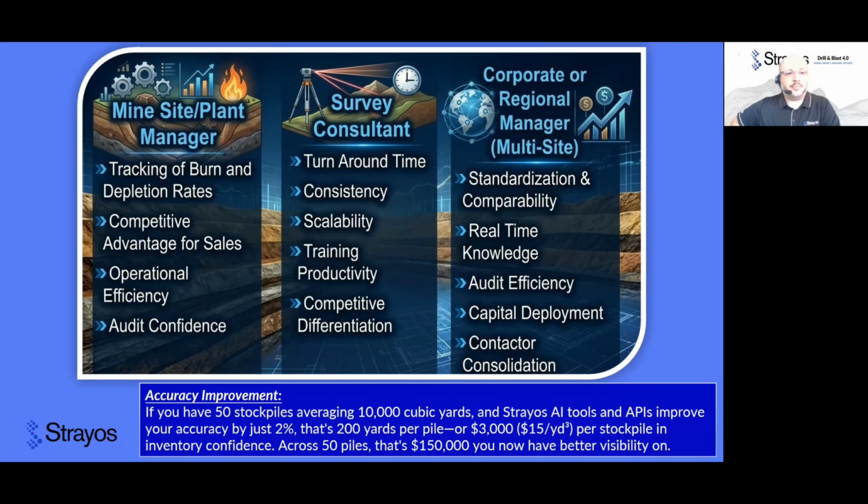So we have a mine site plant manager, right? Being able to track our burn and depletion rates of different things. That can give you a competitive advantage for looking at your sales. Do you have enough inventory or material on the ground to get that sale? Are you going to be able to meet those contract quotas? You're going to be able to really start to utilize that, and that's going to lead to that operational efficiency.